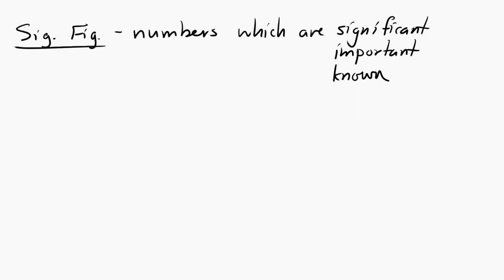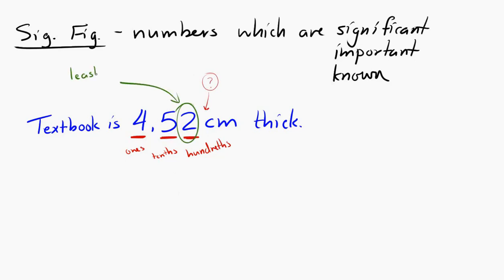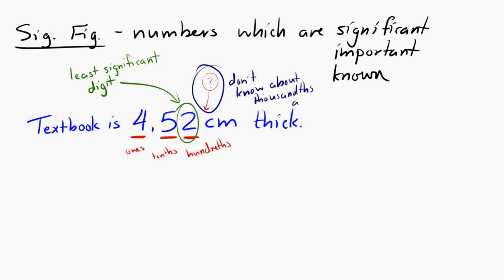If I tell you that the textbook is 4.52 centimeters thick, that means I am telling you that I'm certain that a 4 belongs in the ones place, and a 5 belongs in the tenths place, and a 2 belongs in the hundredths place. But I don't know beyond that. Now, the number in the smallest decimal place is called the least significant digit. So that 2 here in the hundredths place, that's the least significant digit for this measurement. And when I tell you this, I'm saying I don't know anything about what numbers belong beyond the least significant digit. So I don't know what number belongs in the thousandths place or the 10,000ths place or past that. And so I don't report them. If I did report them, I'd be claiming to know more than I do.